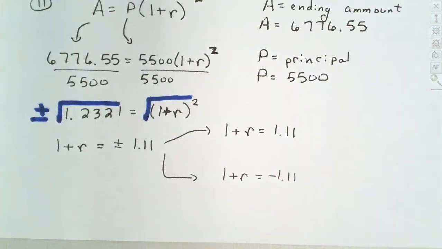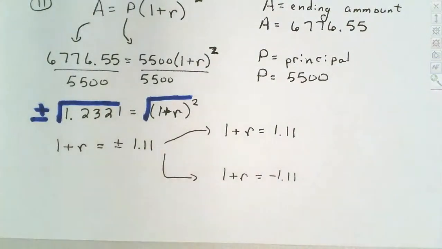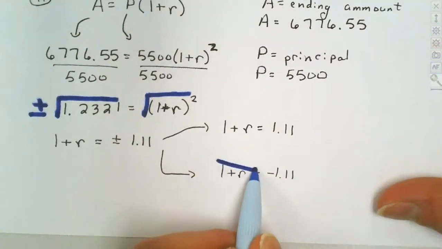Now, one of these, just by looking at it, is not going to work. Which one is not going to work? The first one here or the second one, do you think? Second one. Why is the second one, just by looking at it, not going to work? Yep, negative. You can't have a negative interest rate. So that is not going to work. So we can clear this one out.